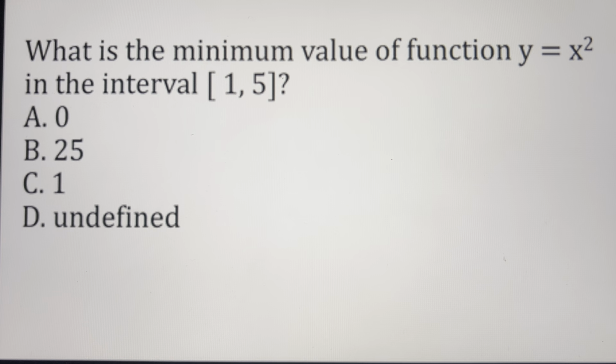What is the minimum value of function y equals x squared in the interval of 1 to 5? So let's say when x is 1, that would be y is equal to 1 squared, so that is 1. And at the last limit, that would be 5 squared, and that would be 25. And we want to find the minimum value, so that will be 1.